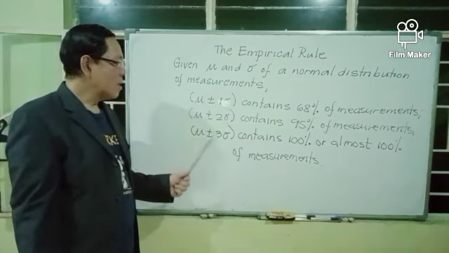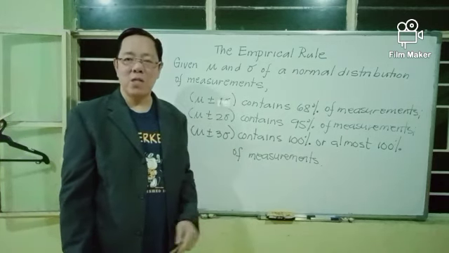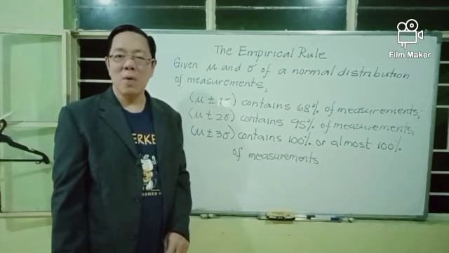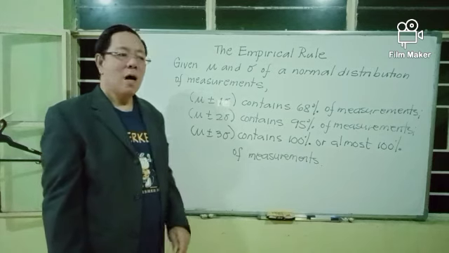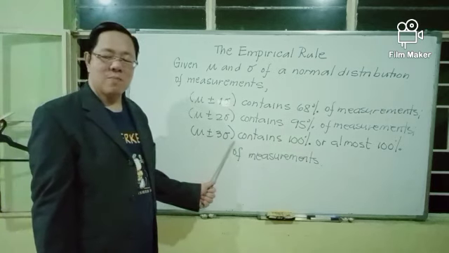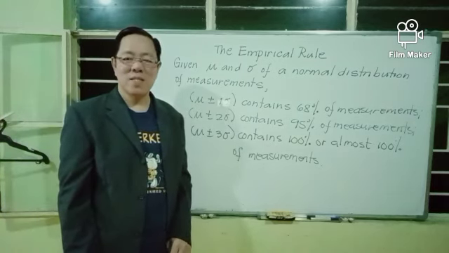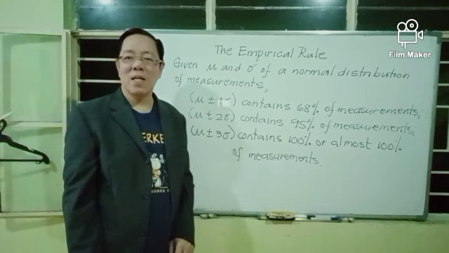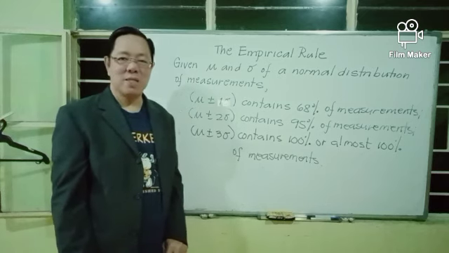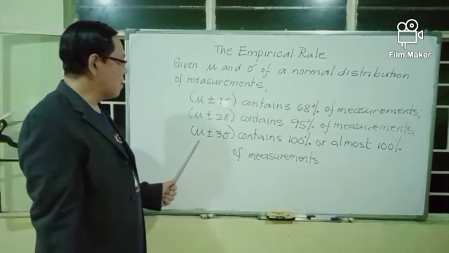And finally, 100% or almost all of the measurements in a normal distribution of measurements are contained in the interval mu plus or minus 3 sigma. That is, 100% or almost 100% of the measurements in a normal distribution of measurements lie within 3 standard deviations from the mean.